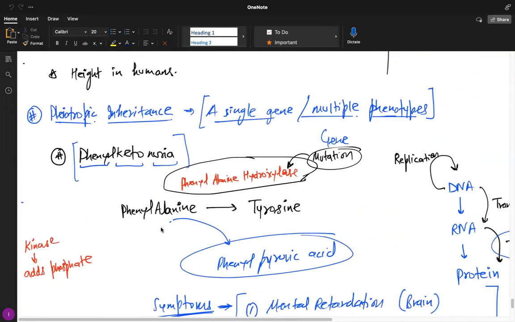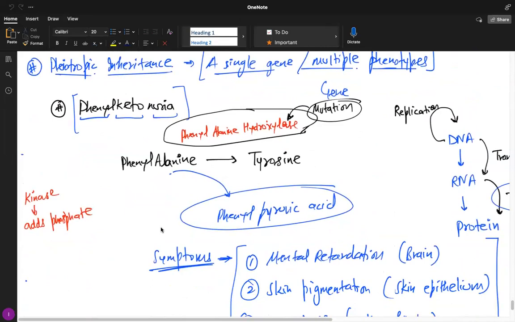Now then we went on to pleiotropic inheritance. Rabia, what is pleiotropic inheritance? Quickly. Pleiotropic inheritance is when a single gene controls multiple phenotypes. Yes. An example we did was phenylketonuria. So phenylketonuria is what?